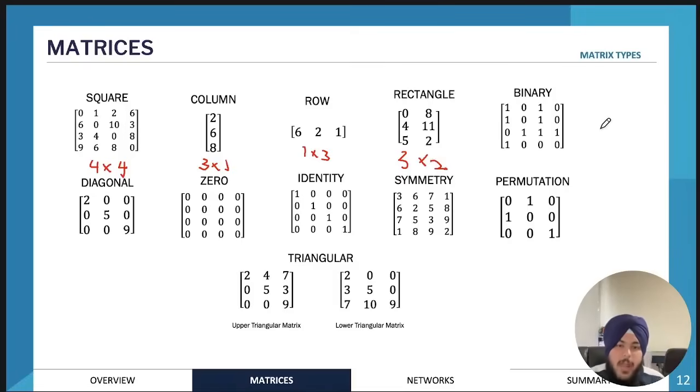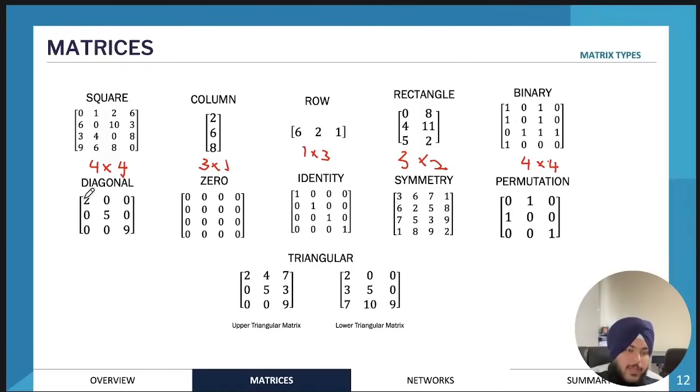Okay, and then we move on to binary matrices. Binary matrices only contain 1s and 0s, and that's just the rule for a binary matrix. For example, this matrix is also a square matrix whilst being a binary matrix. So this is what I was talking about: a particular matrix can have multiple labels. But a binary matrix only contains 0s and 1s.